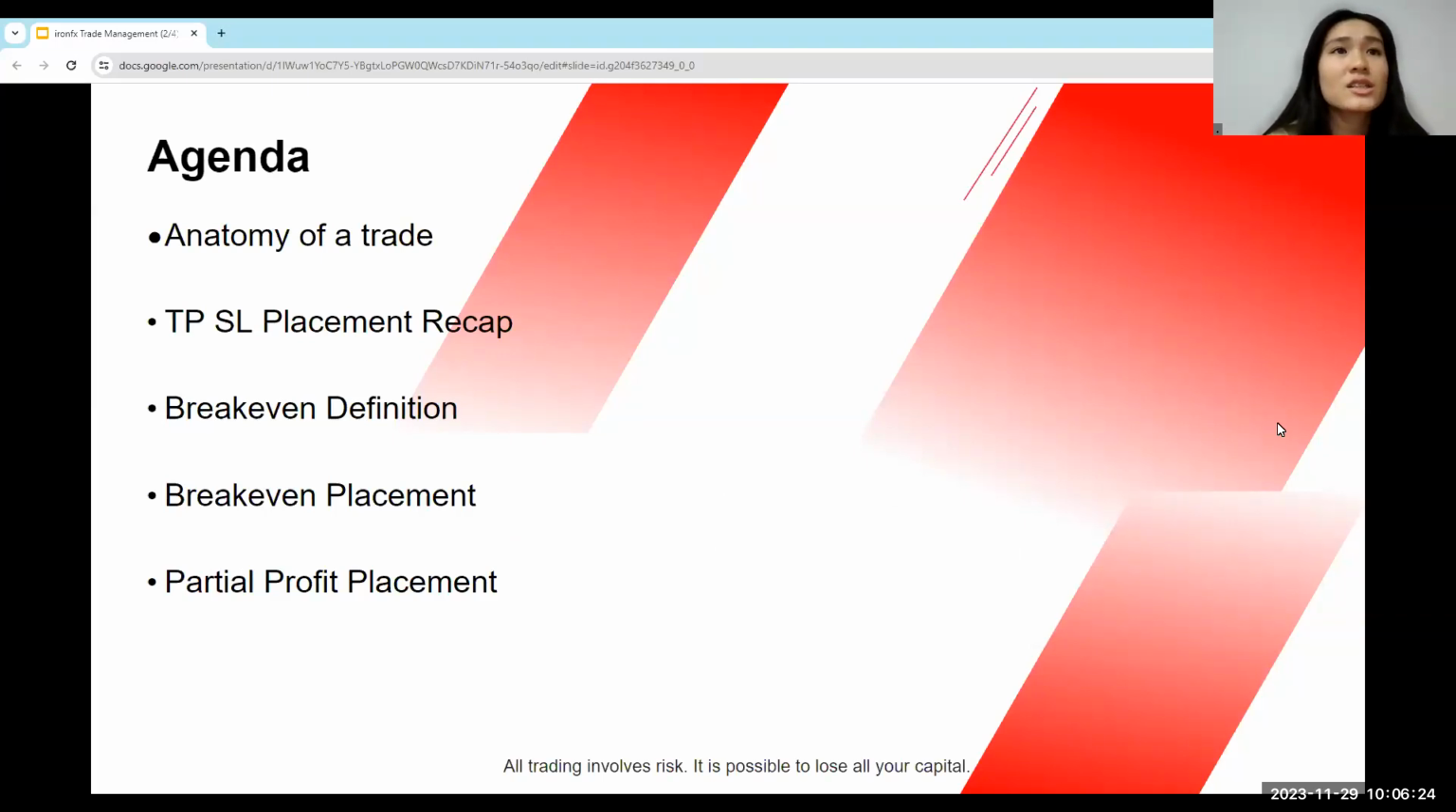So here is our agenda for today. We're just going to look at the anatomy of a trade, followed by a recap of what we talked about last week, which was dynamic take profit as well as stop loss placement. And then we'll get into this week's content, which will be on break even as well as partial profit.